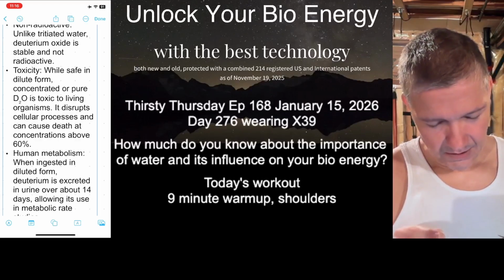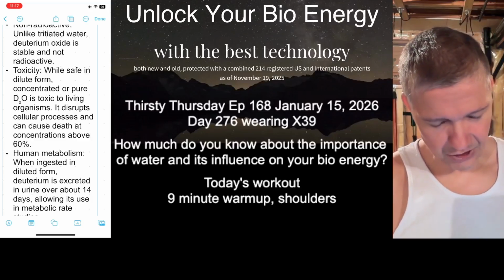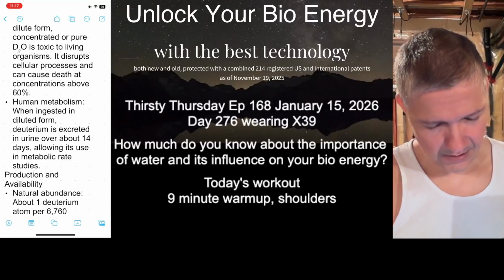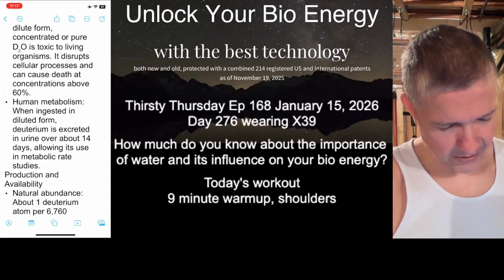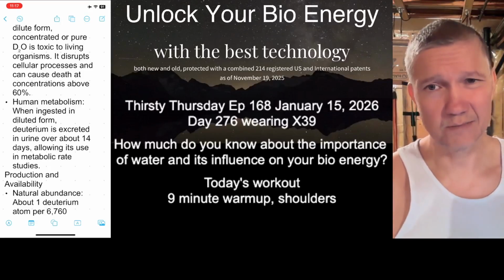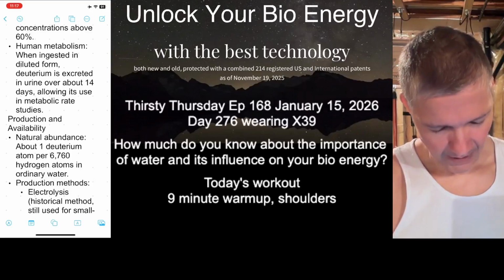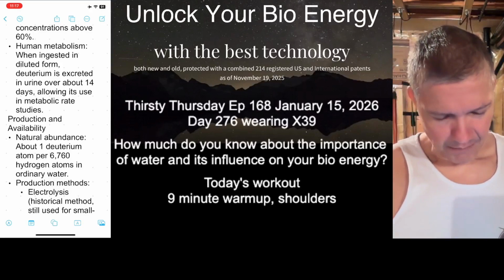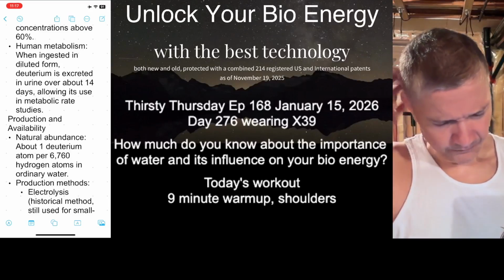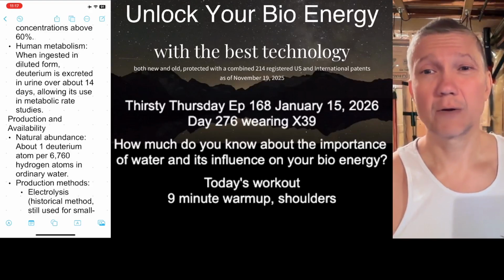Deuterium oxide disrupts cellular processes and can cause death at concentrations above 60%. So in human metabolism, it's ingested in diluted form. Deuterium is excreted in urine over about 14 days, allowing its use in metabolic rate studies. Production and availability: natural abundance, about 1 deuterium atom for every 6,760 hydrogen atoms in ordinary water.